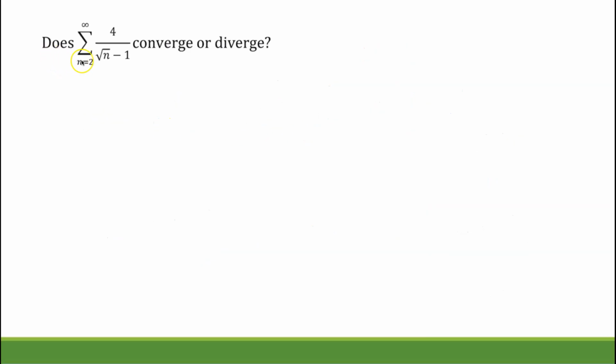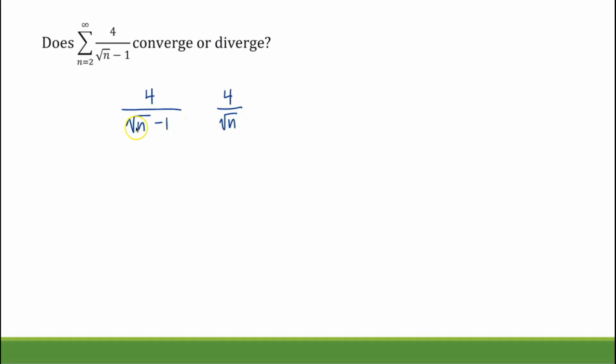In our next example, does the sum of n equals 2 to infinity of 4 over radical n minus 1 converge or diverge? All right, so this looks really similar to a p-series, except for this minus 1 here. So what we want to do is compare 4 over the square root of n minus 1 to 4 over the square root of n, and think about, again, whether that comparison is going to be helpful or not. So here, which way does the inequality go?